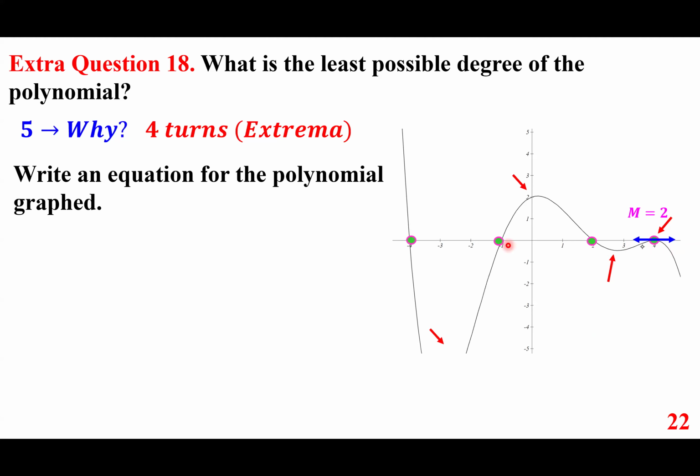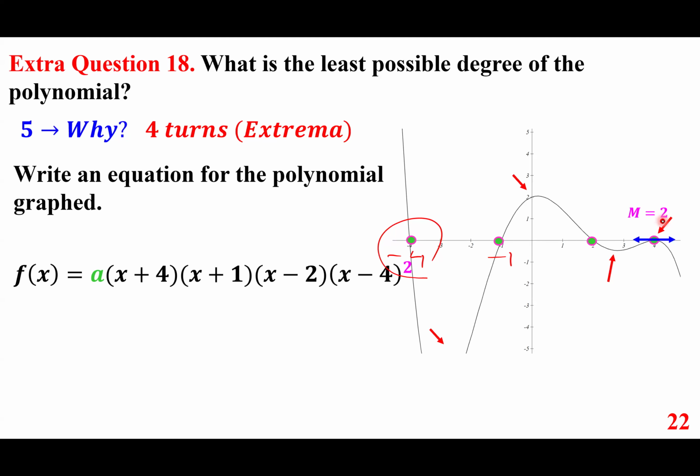So let's go from left to right. This one, 1, 2, 3, 4 to the left. This is minus 4. Let me just make it larger. So minus 4 means x plus 4. Minus 1 means x plus 1. Positive 2 means x minus 2. Positive 4 means x minus 4. So something like a times x plus 4 times x plus 1 times x minus 2 times x minus 4 squared, because it has multiplicity 2.